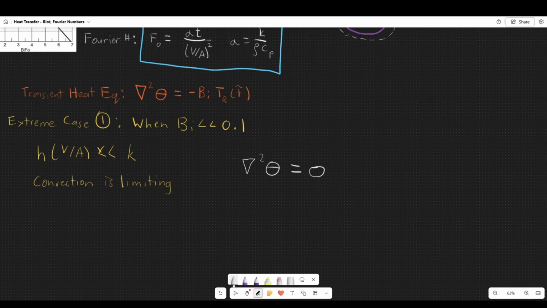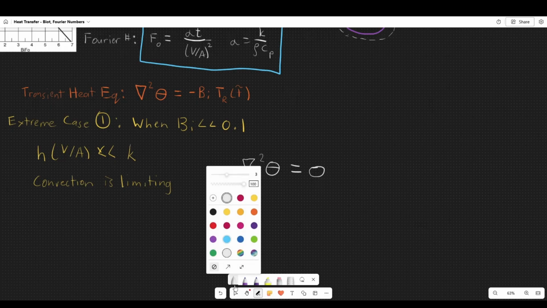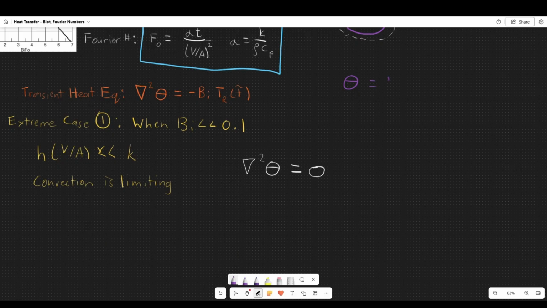Let me just write what theta is real quick. For anyone who's a little bit confused on what theta might be, let's choose purple. I like purple. And so theta was, remember, non-dimensionalized temperature, which is essentially the actual temperature function minus T infinity, all of that divided by T initial minus T infinity. Perfect.